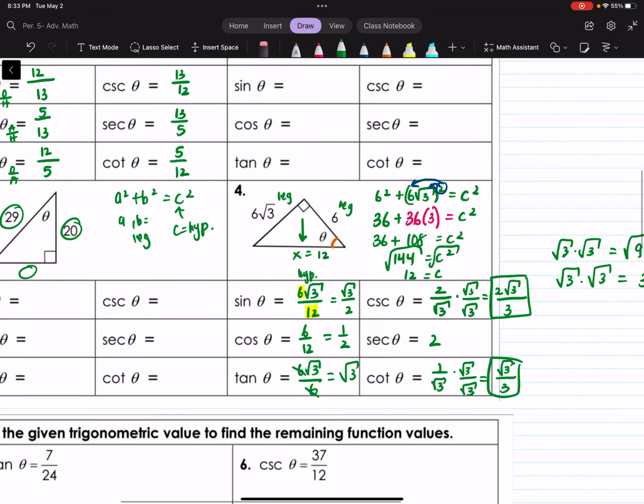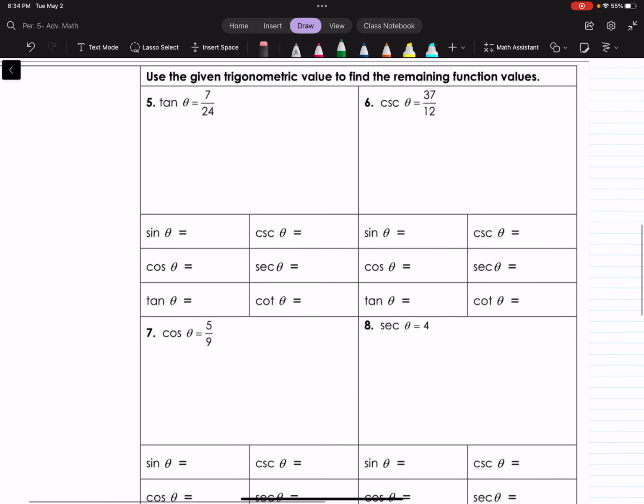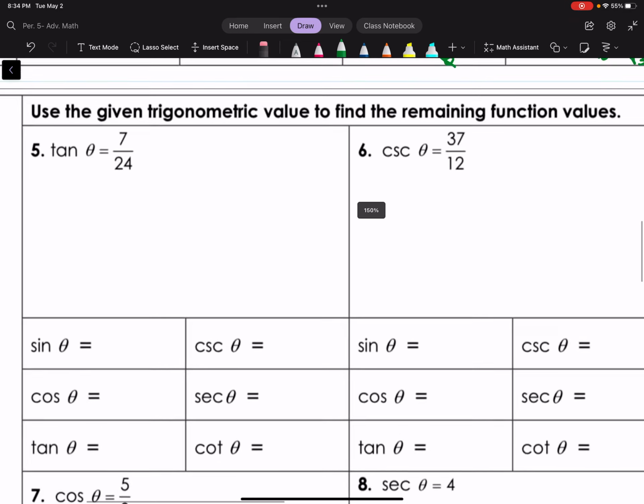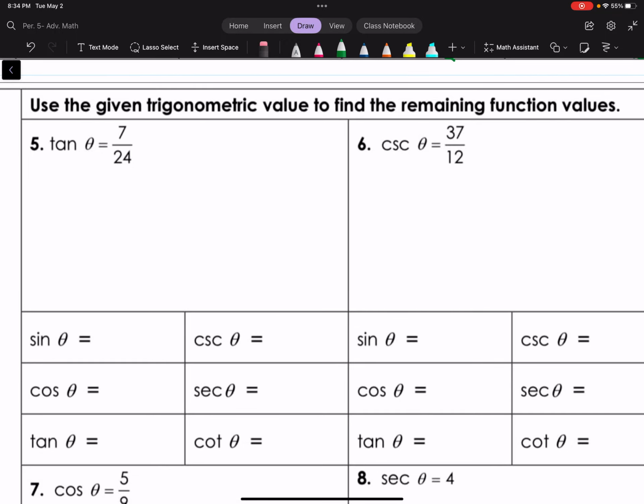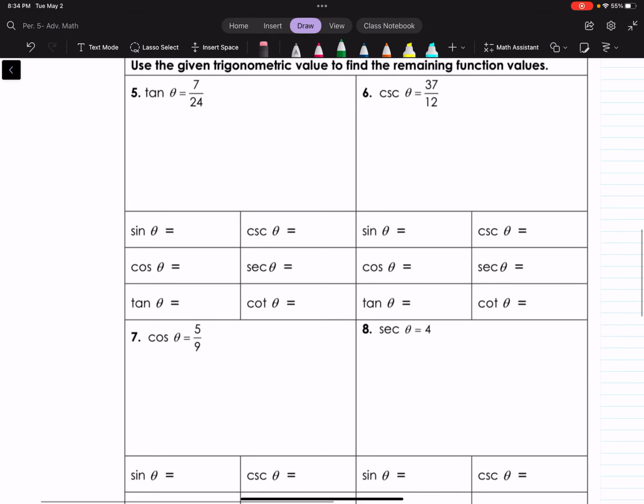All right, with that logic, you should be able to do 2 and 4 now. Let's go on to the other ones. Now, in these ones, you're still going to come up with the trigonometric values. But if you notice here, they do not give you a triangle. Instead, they just give you one ratio. And from this one ratio, you need to create a triangle.